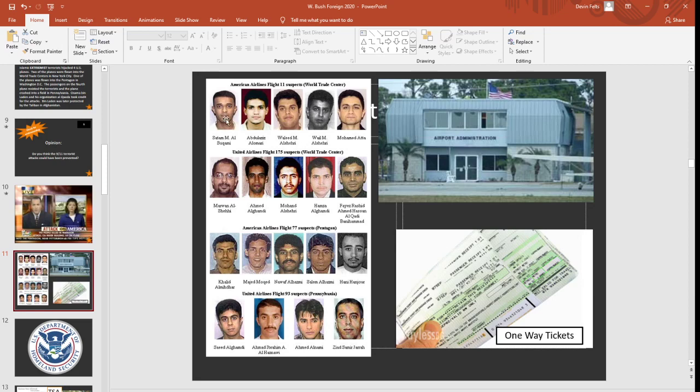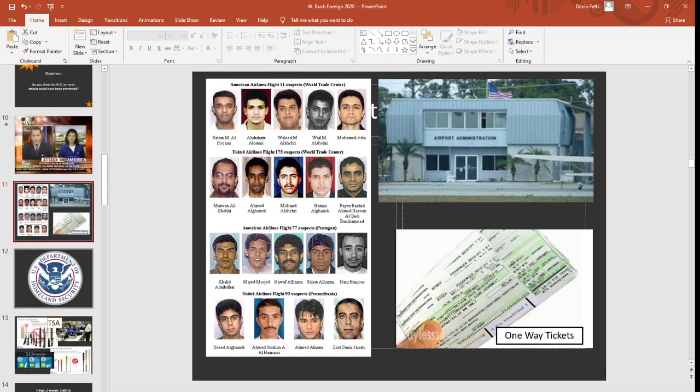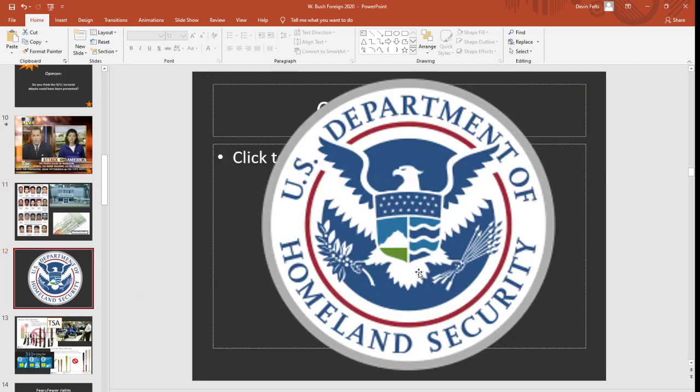There are actually quite a few people involved with these attacks. There are almost 20 people involved. Most of these individuals had taken flight lessons in order to be able to pilot the planes that hit their targets. And as a result, we have the creation of the Department of Homeland Security. This is a federal organization.